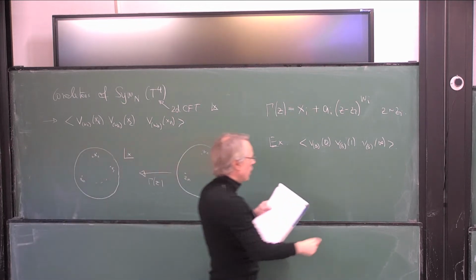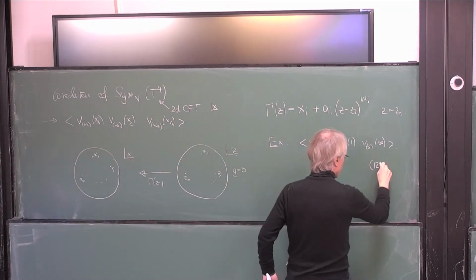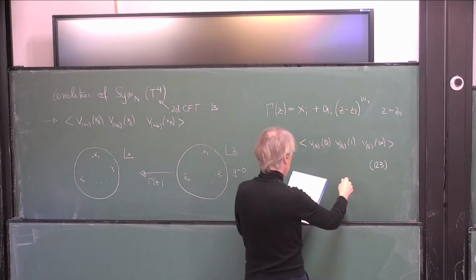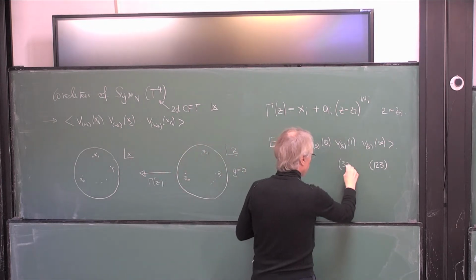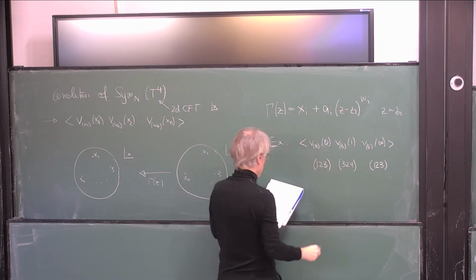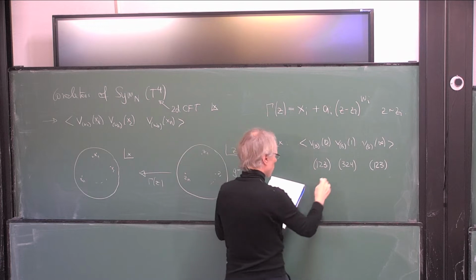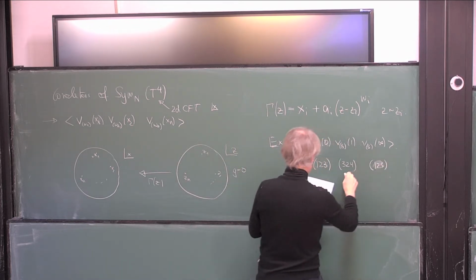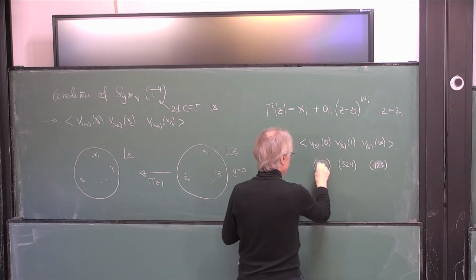So for example, one configuration could be that I take this to be the representative corresponding to the permutation (1,2,3). This one I'll take to be (3,2,4). And this one I'll take to be (1,2,3). Sorry, I'm doing it wrong. So this should be (1,2,3), this should be (3,2,4), and this should be (3,4,1).